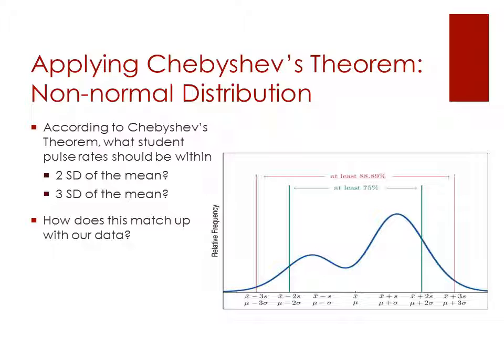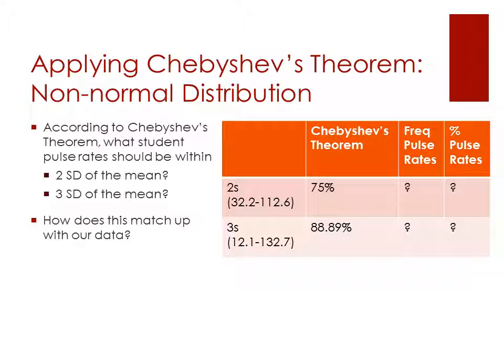Okay, so let's use Chebyshev's theorem and see how this matches up with our data. Here we have our 2 standard deviations. I've gone through and added them into our chart here. When we look at the frequency of the pulse rates from our data set, we can see that 20 of them fit within 2 standard deviations and 20 of them fit within 3 standard deviations. Now our total number is 21. So when we take 20 divided by 21 and then times 100, we find that 95% of our pulse rates for the second data set fall within 2 standard deviations, and again 95% are falling within 3 standard deviations.